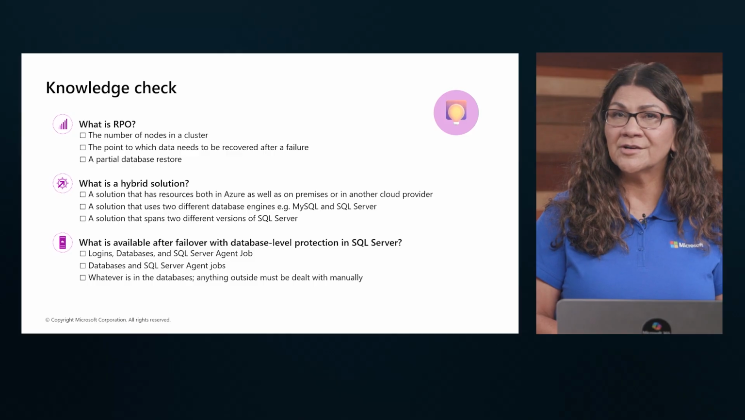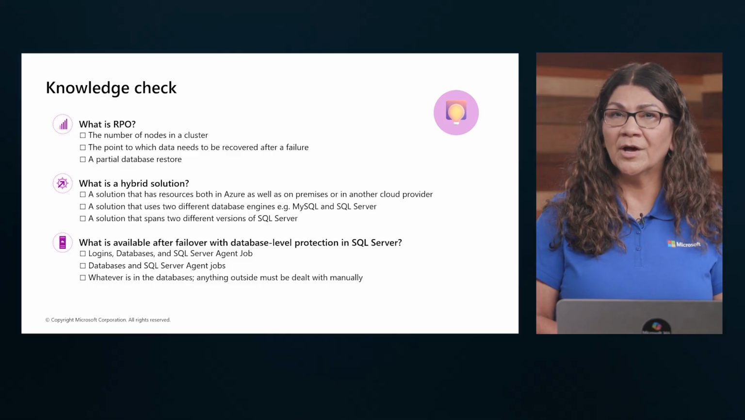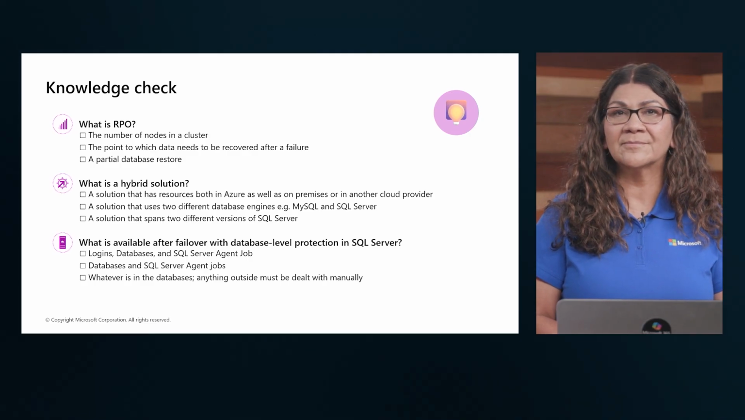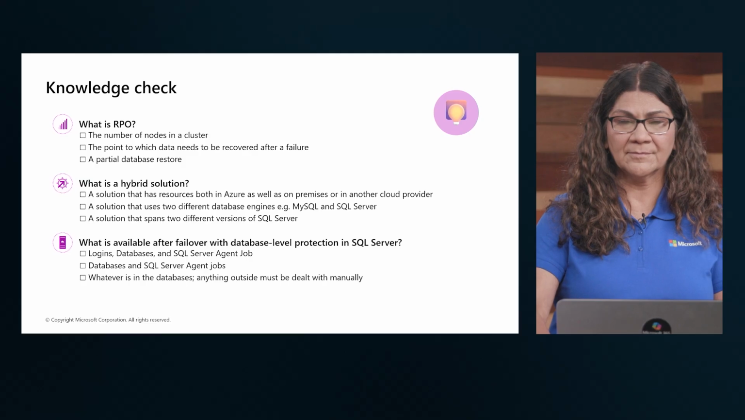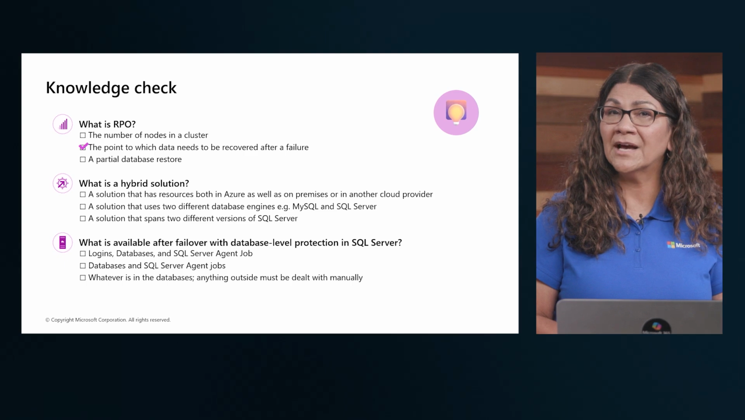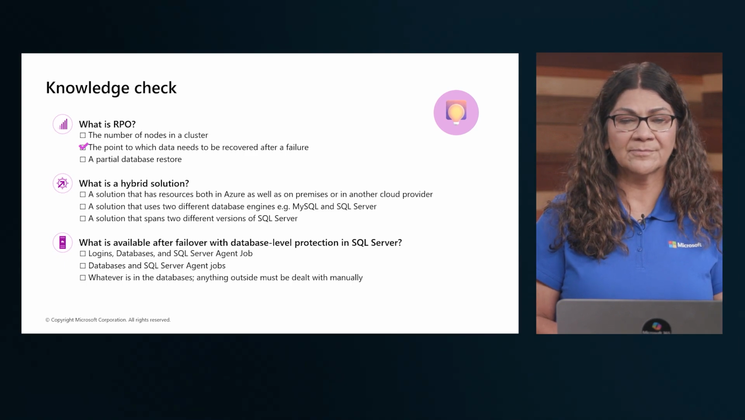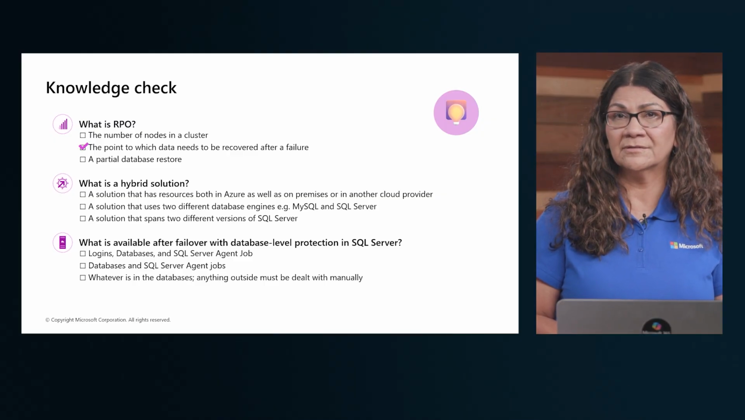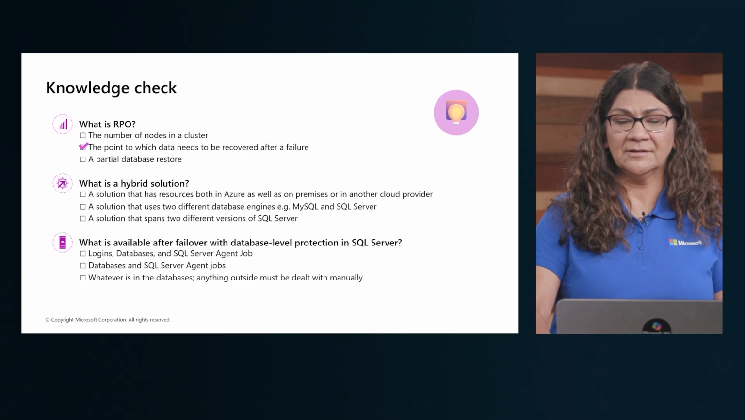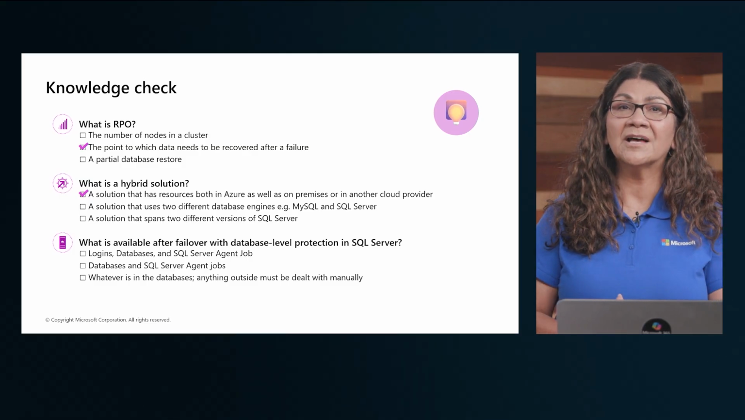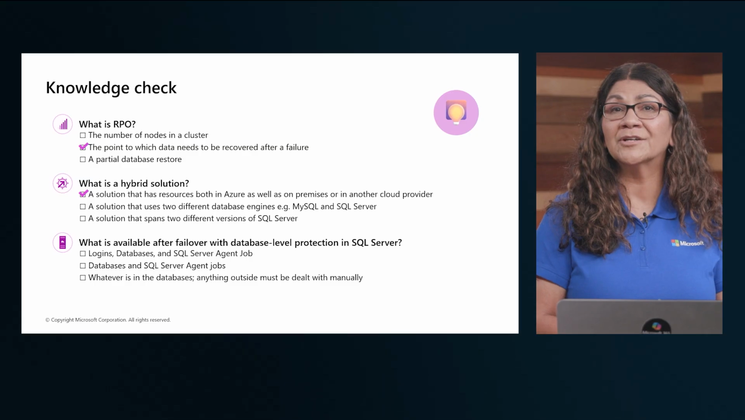Now it's time for our knowledge check. Question 1. What is RPO? Answer: the point to which data needs to be recovered after a failure. Question 2. What is a hybrid solution? Answer: a solution that has resources both in Azure as well as on-premises or in another cloud provider.